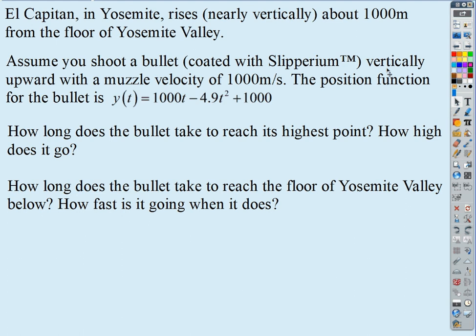I'm going to tell you what the position function of the bullet is. That's it right there. Okay, so we're going to use y for our position function this time because it's vertical, right? So y is vertical. So y of t equals 1,000t minus 4.9t squared plus 1,000. So how could we figure out how long it takes the bullet to reach its highest point?